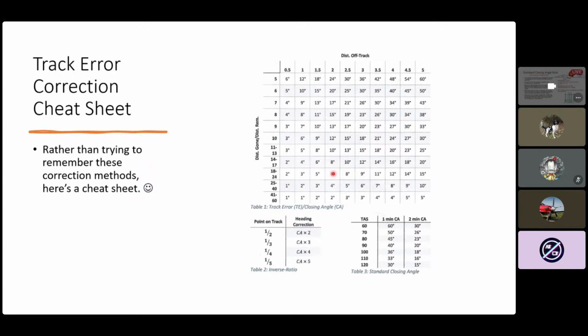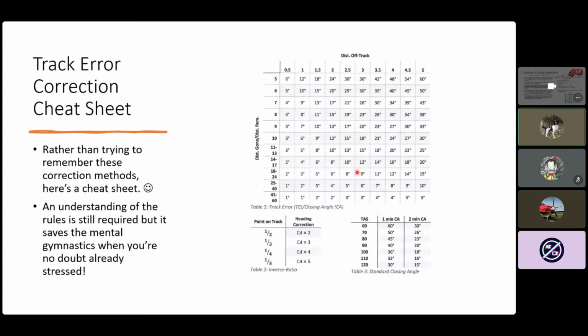Bingo. If I was using the closing angle and I couldn't remember what the closing angle was, I just go in here, I go 33 degrees, work out my closing angle, and away you go. This is how I do it in real life, and I would encourage you to have something similar. But an understanding of the rules is still required, but it does save you doing all the calculations in your head and worrying that you've done it wrong, because you're probably already stressed because you think you're going to hit a mountain or something like that.